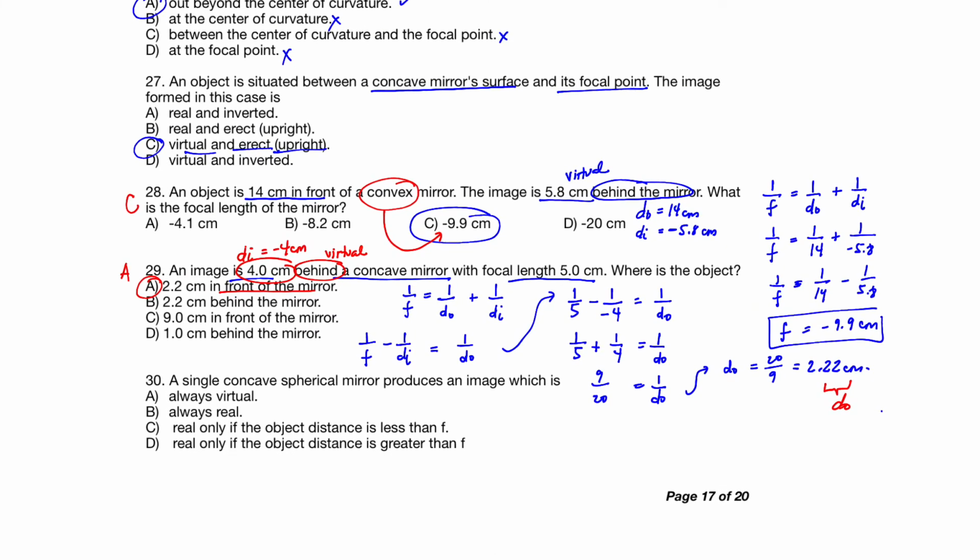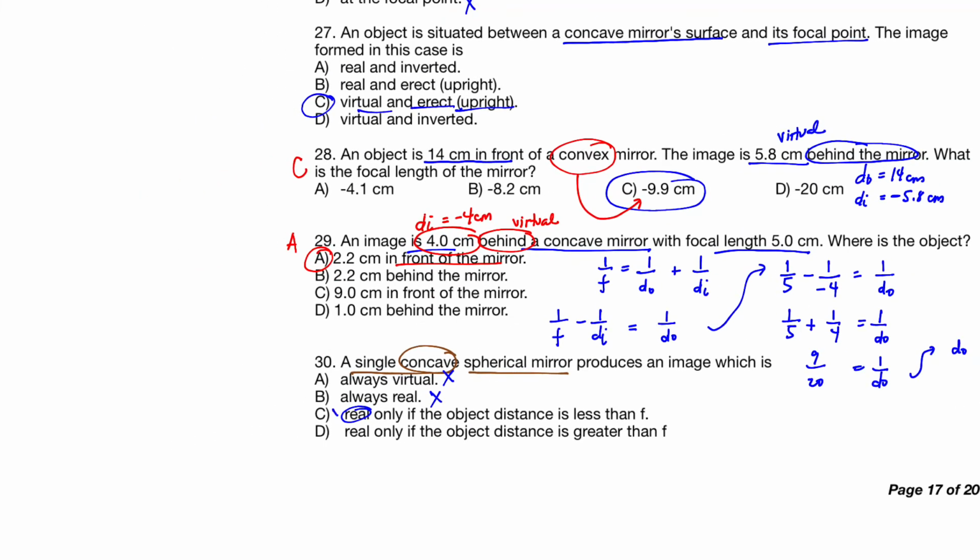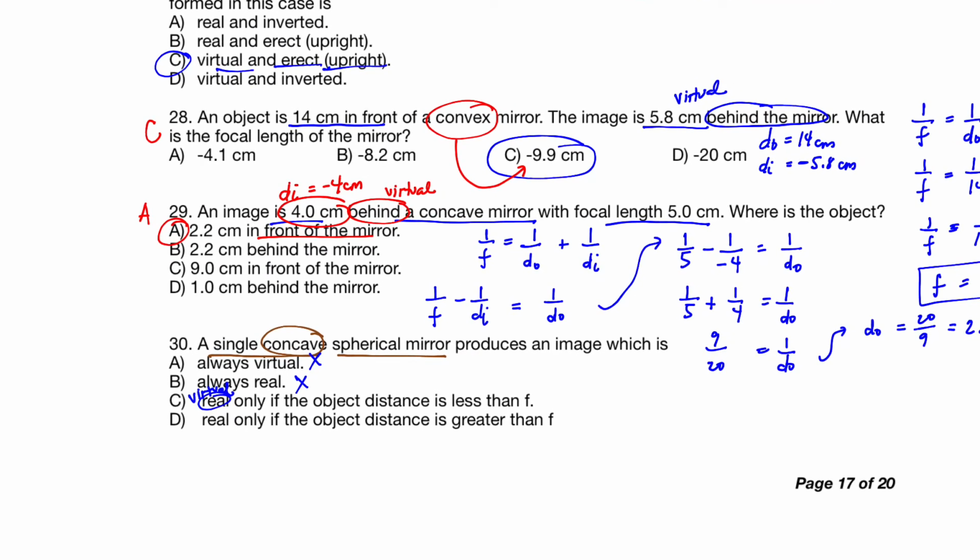Next, number 30. A single concave spherical mirror produces an image which is concave. So there are different cases for concave. Always virtual, wrong. Always real, wrong. Because if the object is in between F and V, we could produce a virtual image. Real only if the object distance is less than F. Can we say that that would be a virtual one? The letter C will be correct if it is virtual. But for letter D, real only if the object distance is greater than F. And so for number 30, the answer would be letter D.